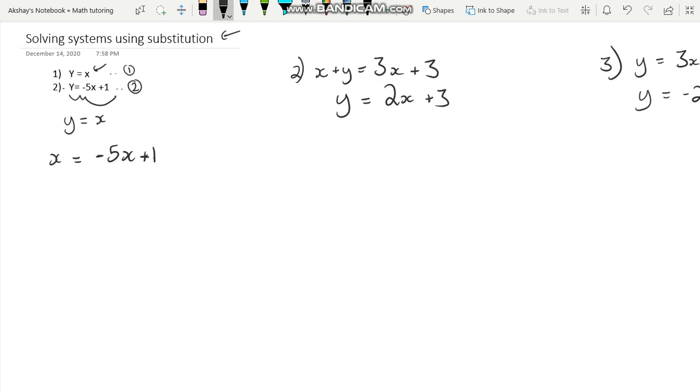Now, just like any other linear equation, I can take my 5x to the other side, so it becomes x plus 5x is equal to 1. So 5x plus x is 6x, which is equal to 1. Divide both sides by 6, so I can isolate my x. My x is equal to 1 over 6.